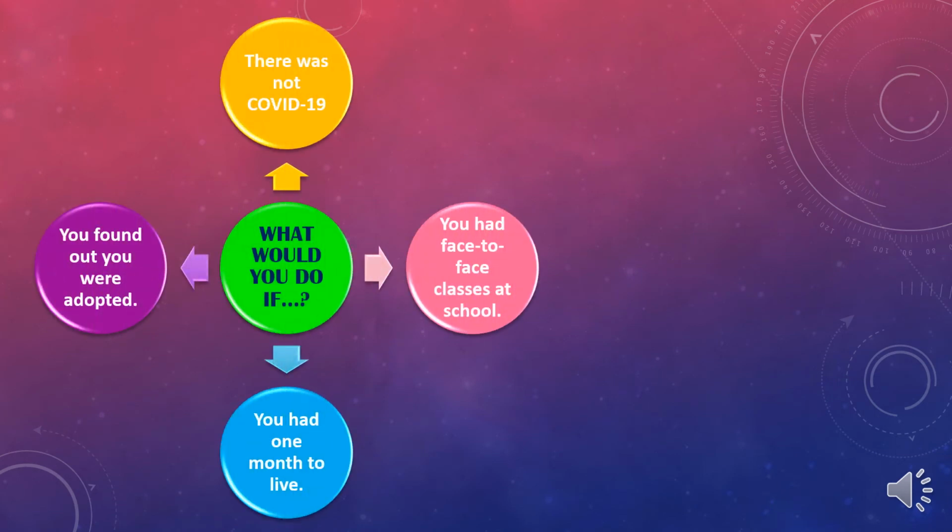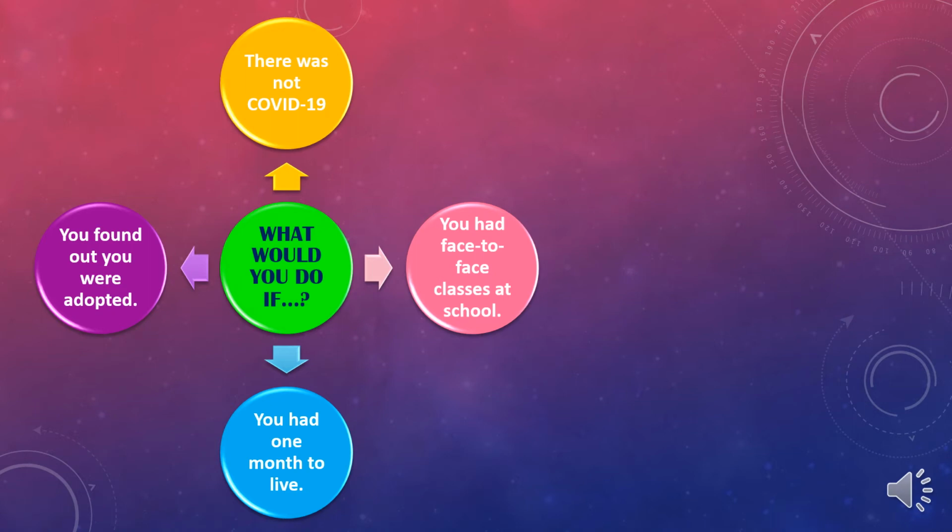Let's continue with the other topic. Okay, you have there a question, right? The green circle, you have a question. It says, what would you do if? And you have 4 different situations, right? Let's read. There was not COVID-19. Okay, what would you do if there was not COVID-19? ¿Qué harías si no hubiera el COVID-19?